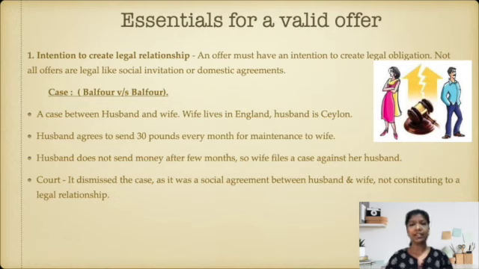Now, I said that two people who have the same surname would be siblings of the same family, or a husband and a wife. Here the case we are talking about is a husband and a wife. The husband lives in Ceylon and the wife lives in England, and the husband promises to pay £30 every month as maintenance for a house. Okay, so the husband agrees to send £30 to his wife for maintenance. Now, for some reason, the husband stops sending or refuses to send that £30 to his wife.